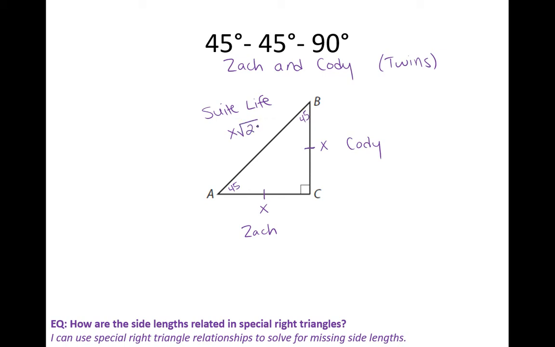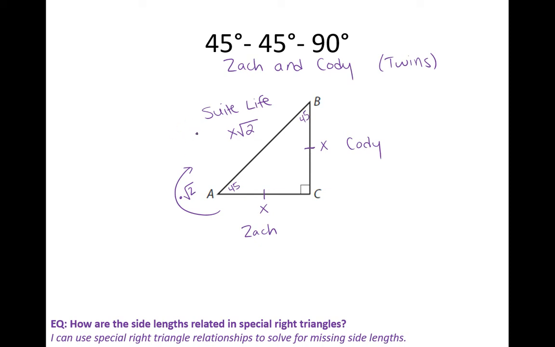So there's 2 of them, and they live in the same suite. So the 2 goes inside the square root, and you tag it on the end. That tagging it, as I'm calling it, is multiplication. So it's x times the square root of 2. So the math would be take however much Zach is, and we would multiply by the square root of 2.